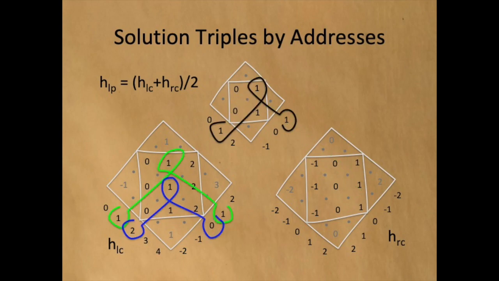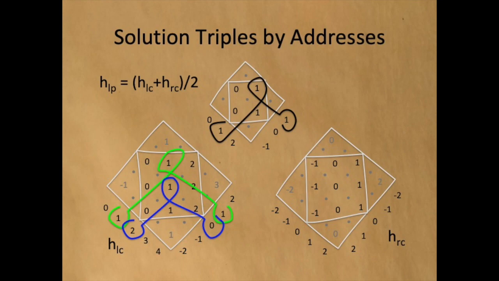The answer we came up with is to define solution triples in terms of addresses. An address simply combines the left and right child Hadamard values. In the left child node, the light green 1 comes from a 1 and a 1 on the next level down. The light blue 1 comes from a 2 and a 0 on the next level down. In the parent node, the black 1 comes from a 1 and a 1 on the next level down. And the address identifies exactly which cell in the child node the Hadamard value came from.